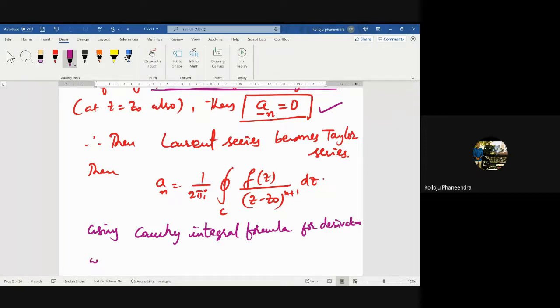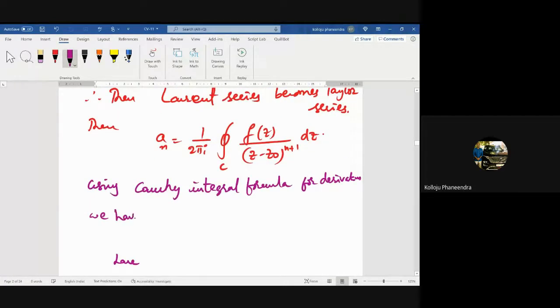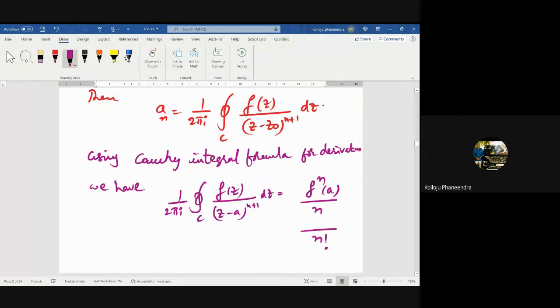For derivatives, what is this expression? The integral over C of f(z) by (z minus a) whole power n plus 1 dz. What is this value? Do you remember? This n plus 1 means the nth derivative will be there, right? This is 1 by 2 pi i, nth derivative, n factorial will be there by n factorial. Therefore, n factorial. This is the Cauchy integral formula for derivatives.